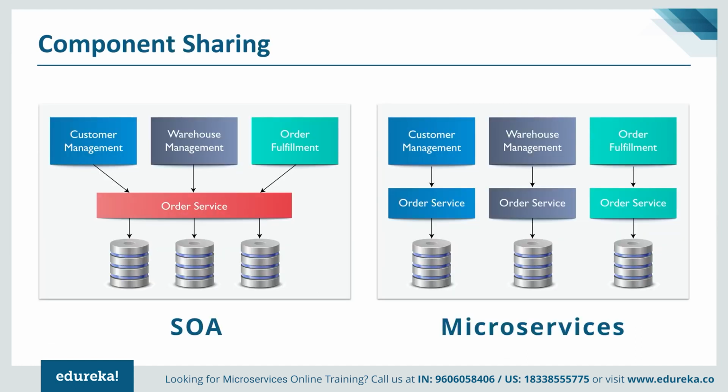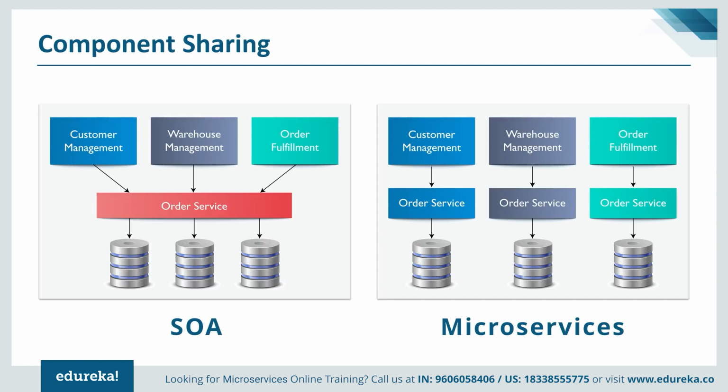So the next difference we are going to see is with respect to component sharing. This is very similar to the previous slide again, right? Because it would be the same order service which would be interacting with your different smaller applications, each for customer management, for warehouse management, and for order fulfillment. And the data again would be stored in different databases.